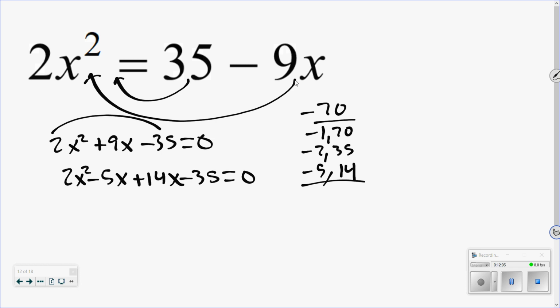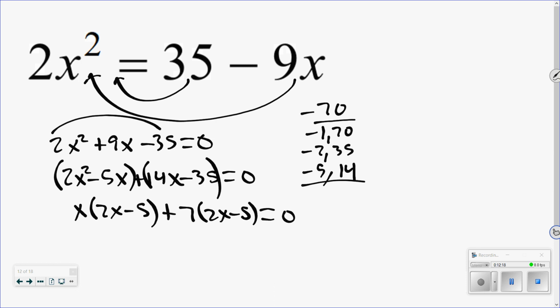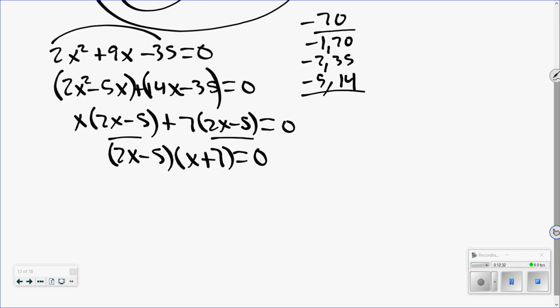Okay, look for your common factor in the first two and the last two. I could take out an x out of those first ones. The second one, I could take out a 7. We want to make sure those are the same, which they are. So take out the 2x minus 5. That leaves me with an x plus 7. Okay, that's the hard part, the factoring part. The last step is to take each of those and set them equal to 0.